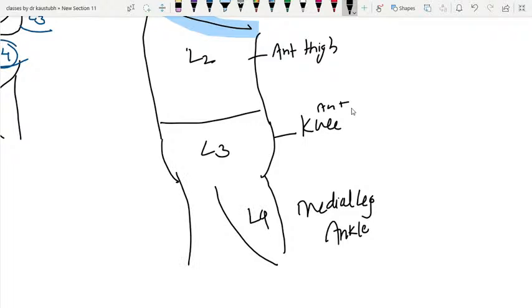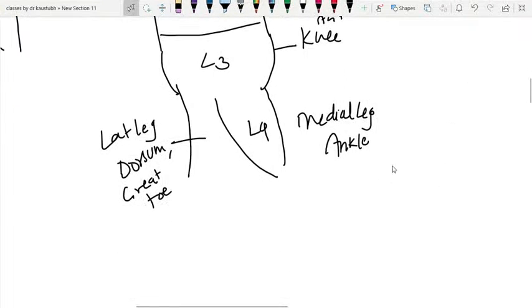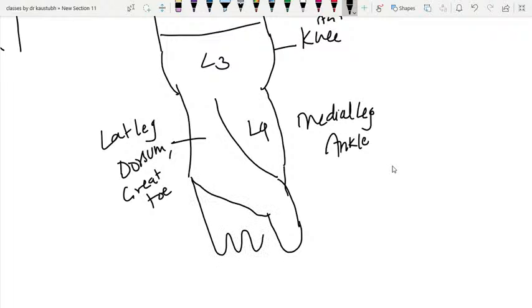Then the lateral aspect of the leg and the dorsum, so lateral leg, dorsum, great toe, it becomes L5. So if this is the great toe, this much part will become L5, and this much part remaining up, that is the other toes, little toe, will become S1, right?